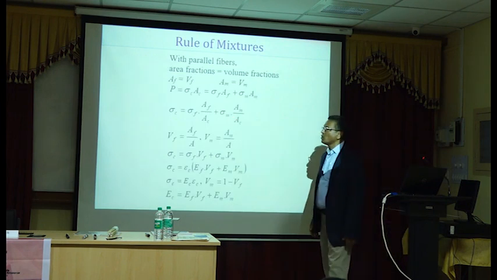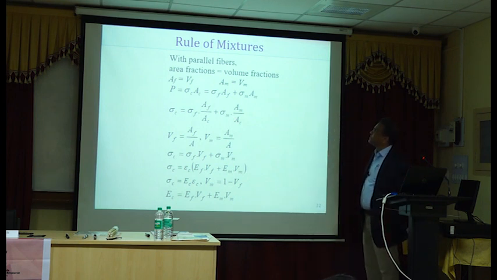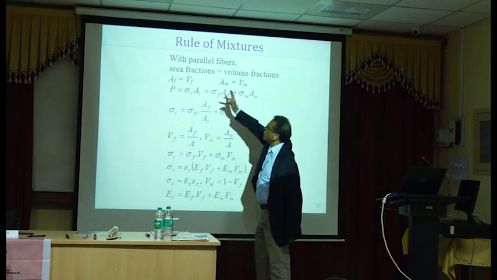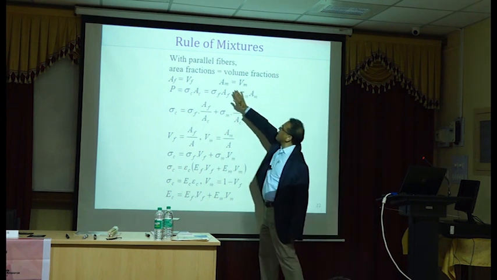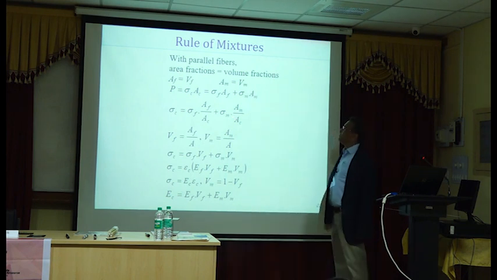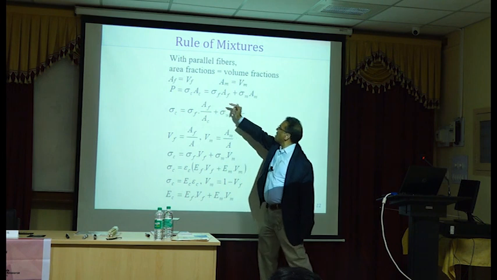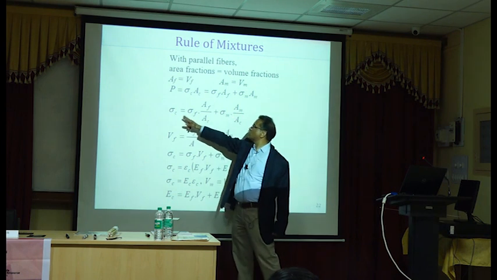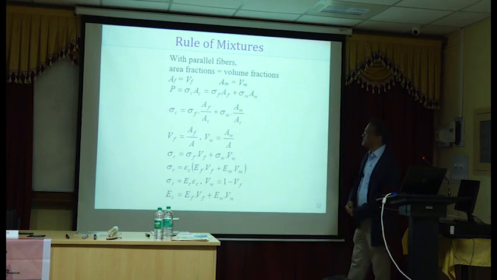So now we'll define rule of mixtures. What is rule of mixtures? So based on the rule of mixtures, first of all, we know that area of the fiber equals volume of fiber for unit length. So same thing here. AM is somehow related to VM if you consider just unit length of the composite. P equals sigma C times AC, which is equal to sigma F AF plus sigma M AM. Based on this, you have sigma C equals sigma F times AF over AC plus sigma M AM over AC.